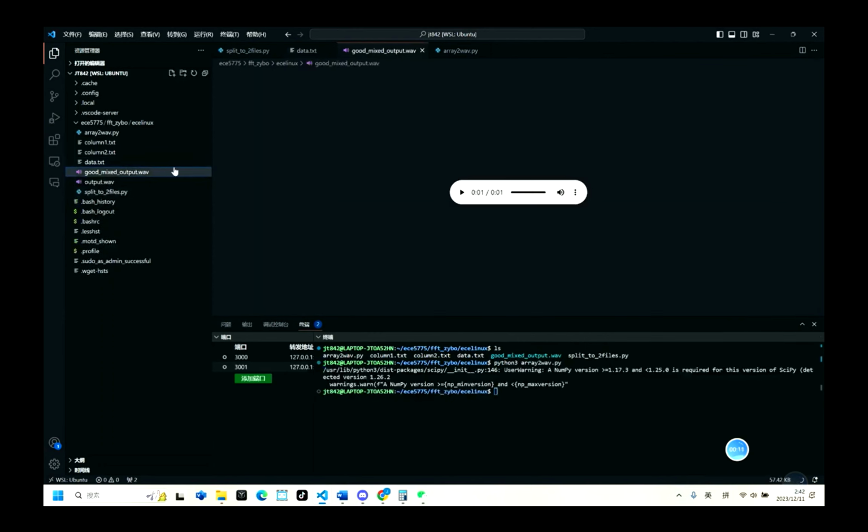And this is our input audio. And this is our output audio. Now we can compare their difference. We can see that most of the noise has been filtered.